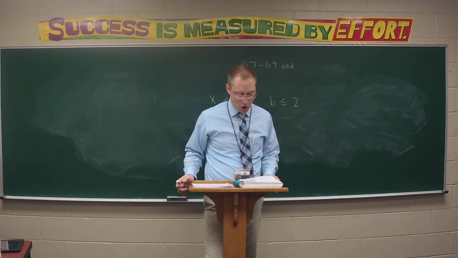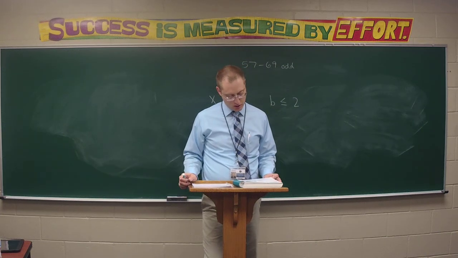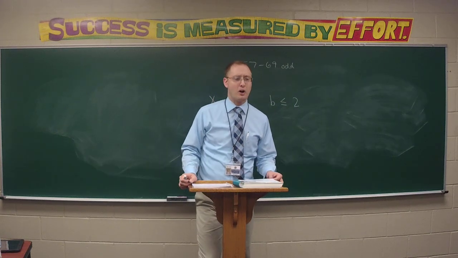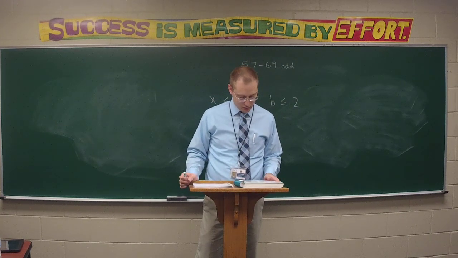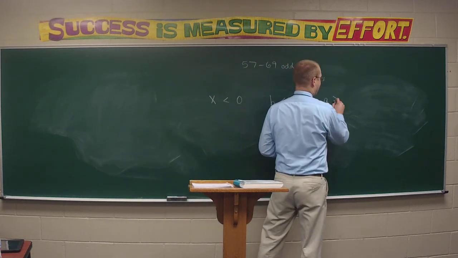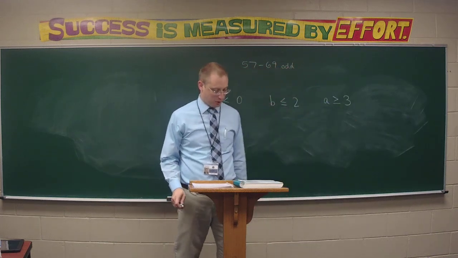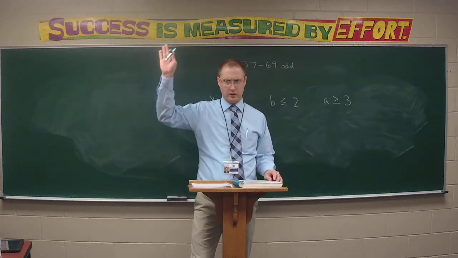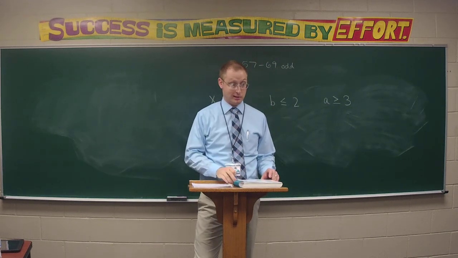How about A is no less than 3, Michael? Yeah, I did the 67. Oh, all right. How about 69, Noah? A is greater than or equal to 3. Good. If it's not less than, then it must be either greater than or it could be equal to. So A is greater than or equal to 3. How many got all of those correct on that column? All right. Questions on the ones we may have missed or forgotten to do.